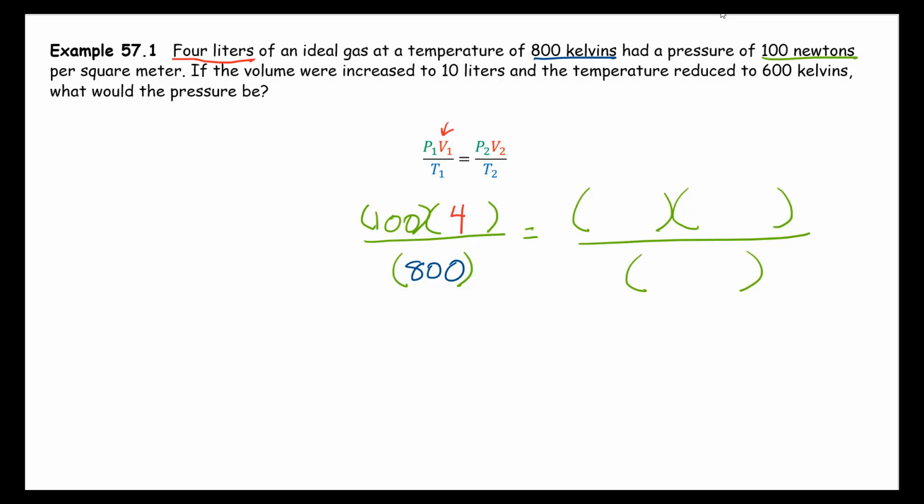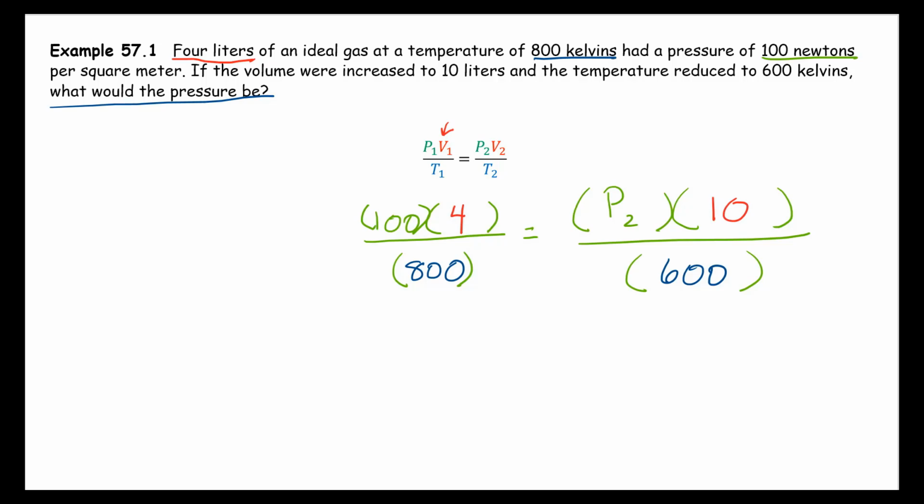If the volume were increased to 10 liters, so now the volume V2 is 10 liters, so that goes where V2 is. The temperature has been reduced to 600 kelvins. We're going to put the temperature where it goes down on the bottom. And then we're looking at the final pressure is what we want to find. What would the pressure be? So final pressure is what we do not know. So P sub 2 is what we're going to solve for.